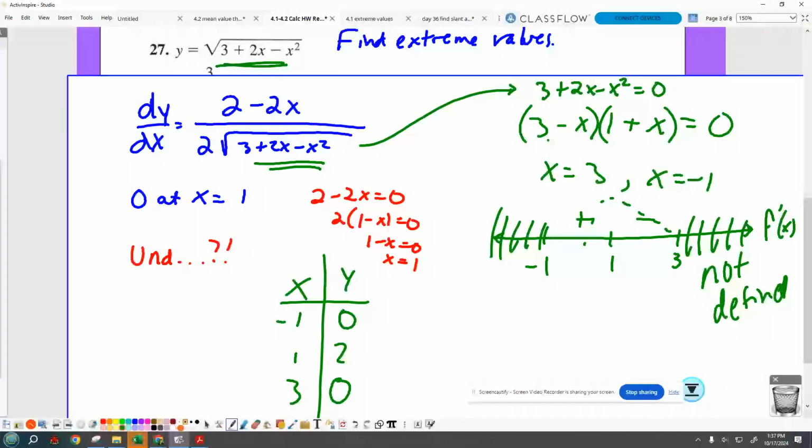So it asked, find the extreme values. Are my answers -1, 1, and 3? No, those are good. The 1 is a critical point, -1 and 3, critical points. But are they also all these values? So the extreme values: the absolute max is 3 or 2, and the absolute min is 0.